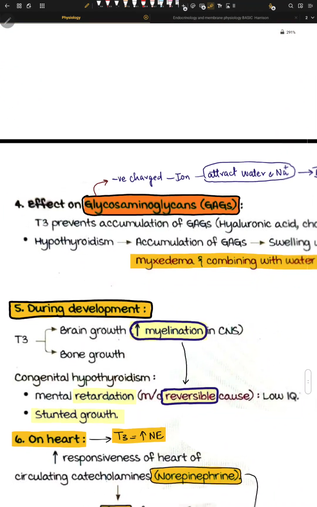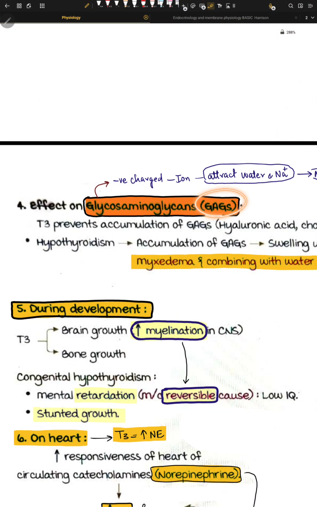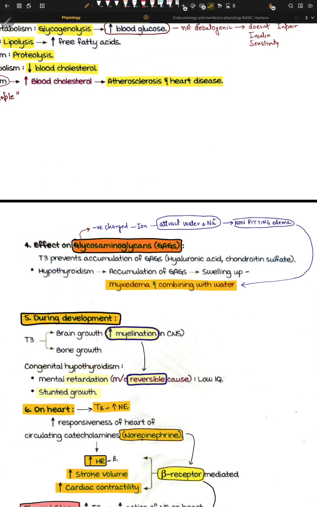Effect on glycosaminoglycans, GAGs. So it's a very interesting, super amazing thing. There is something called T3. Now I will tell you why this goiter happens, right? Goiter, have you seen goiter? Goiter is like this edema. It's like edema of this neck, edema of this thyroid gland, right?